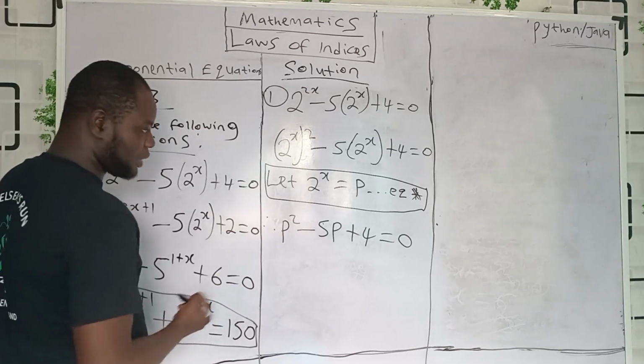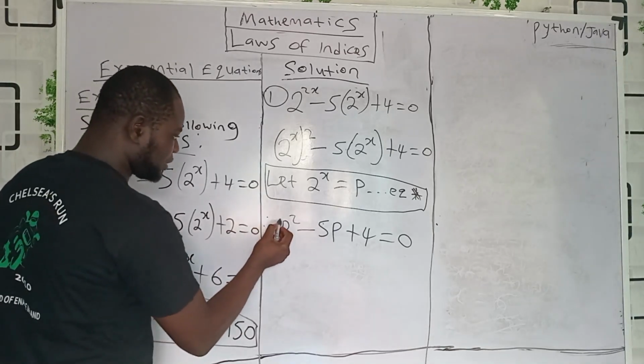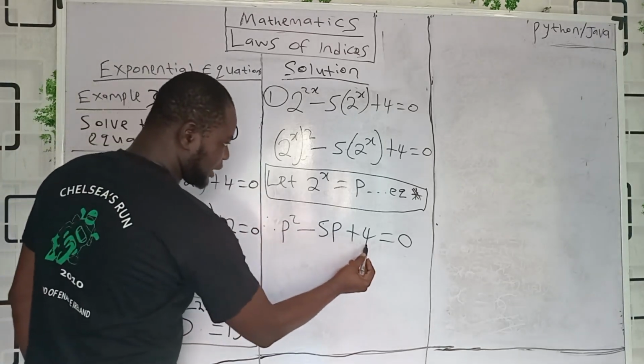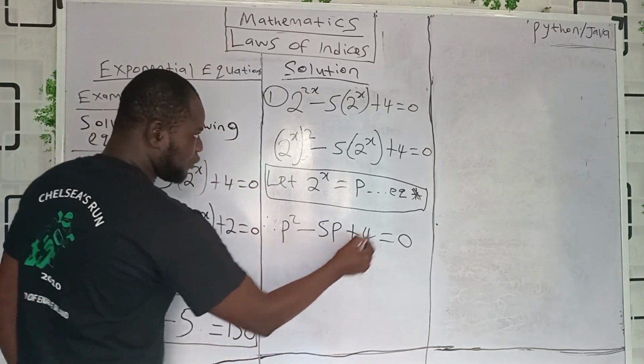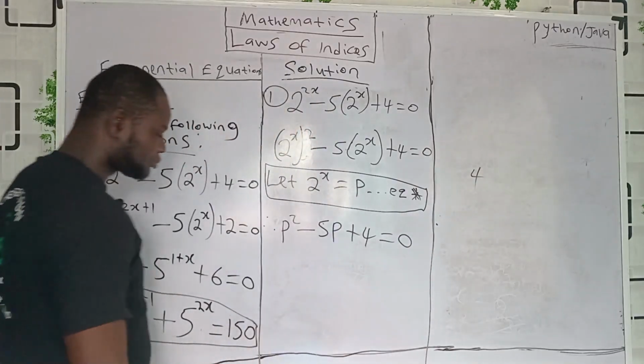Let's check if this one is factorizable. How do we check? The coefficient of p squared is 1. The constant term is plus 4. If I multiply the two of them, 1 times 4, that is 4.